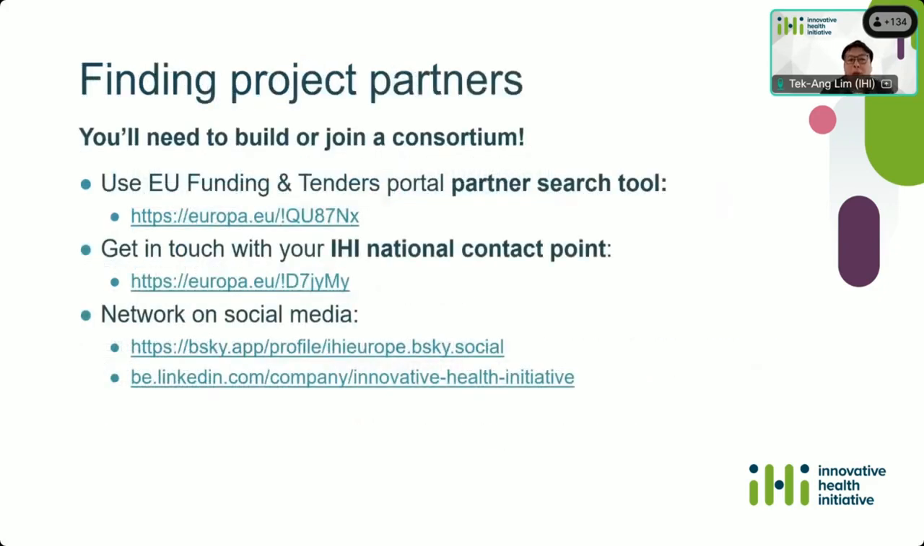How can you find potential applicants to form a consortium? There are different tools that are available. First of all, the EU Funding and Tenders portal has a partner search tool available that you can use. Get in touch with your IHI national contact point. I've seen that at least one is here with us today and has put a message on the chat. You can find your national contact point on the IHI website, and use your network and social media. That's a very good source to find partners as well. And with that, I'm going to leave the floor to Nassima, who will walk us through the following webinars.